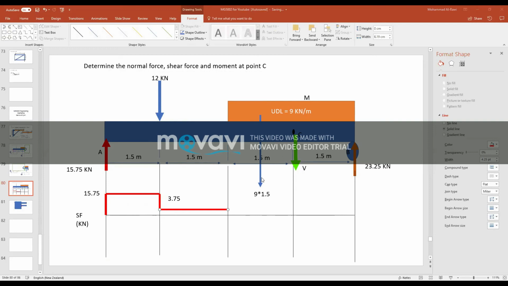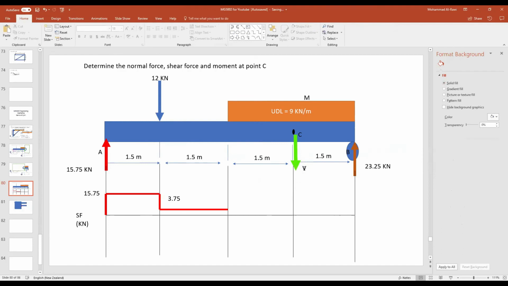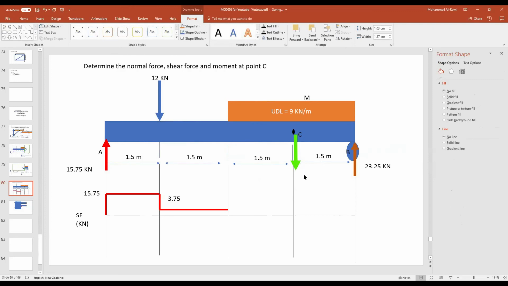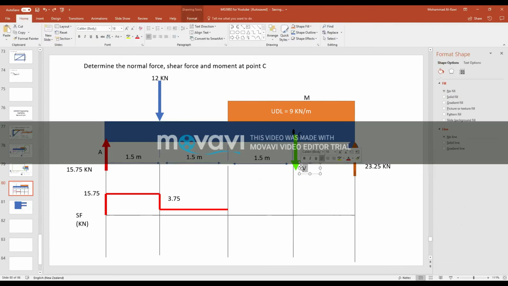Please ignore this wrong dimension. This is for the previous section, and ignore this one. We have only here, this is not a shear force. What we have here is only the UDL. So the value for this one is 9 times 3 meters. All right, which is equal to, you find the value.